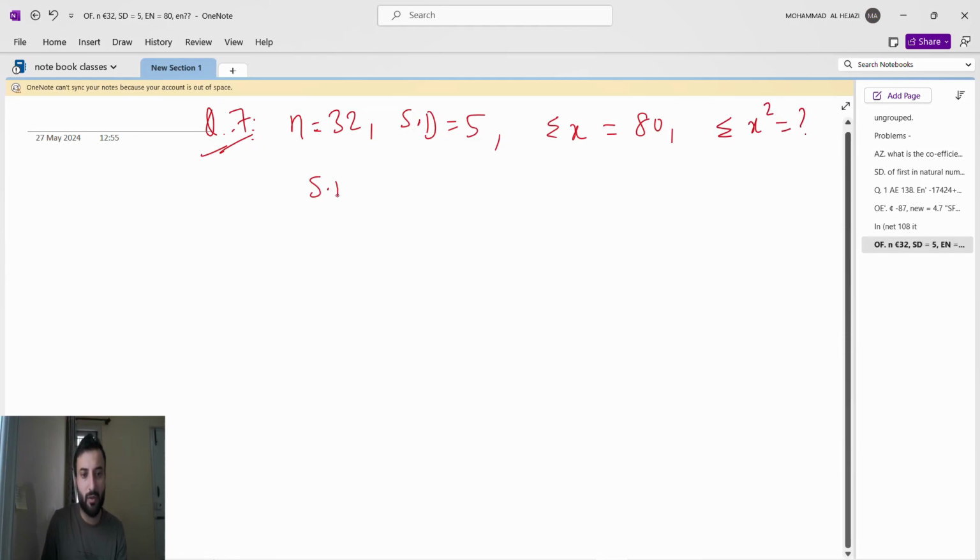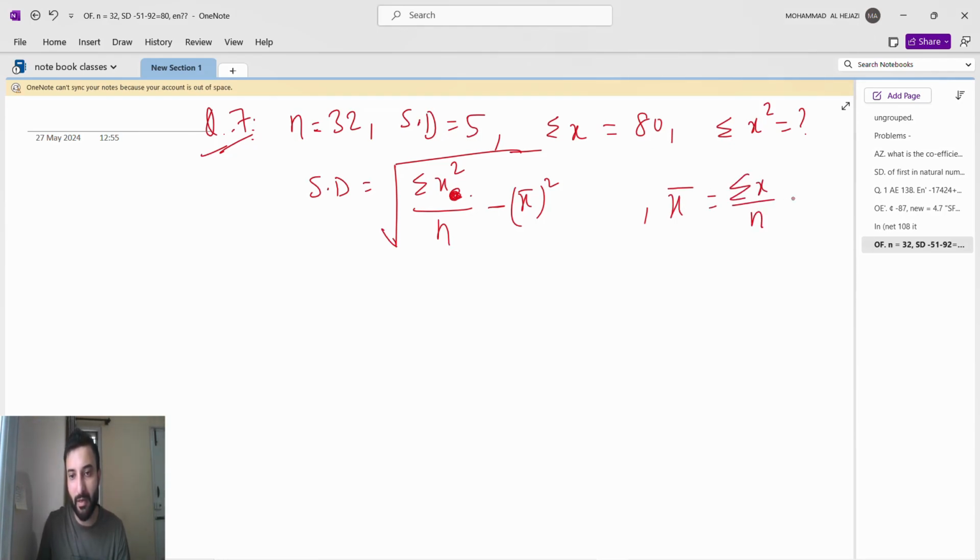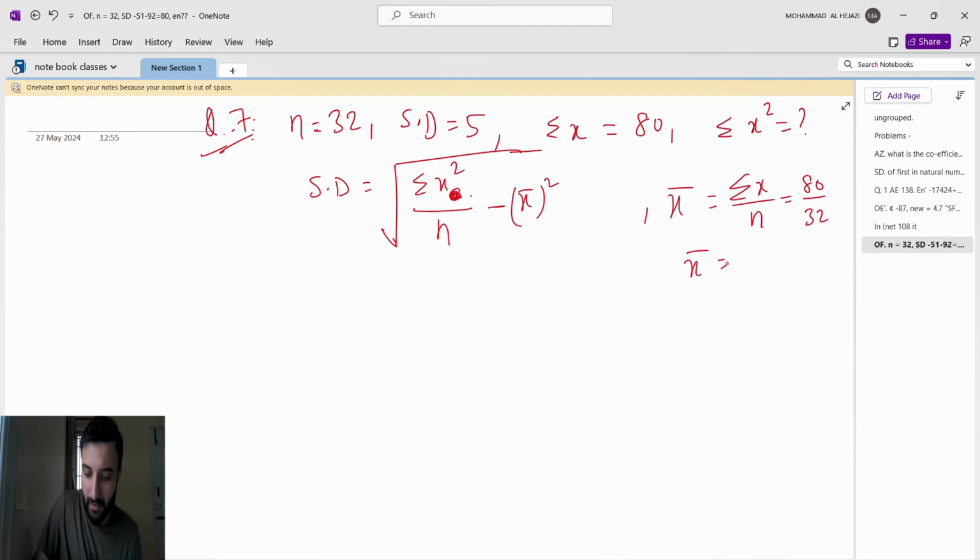That is very simple. We'll use the standard deviation formula, that is the square root of summation of x square by n minus x bar whole square. First of all, we will find x bar. X bar is summation of x by n. The summation of x is 80, n is 32. So x bar is 80 divided by 32, 2.5.